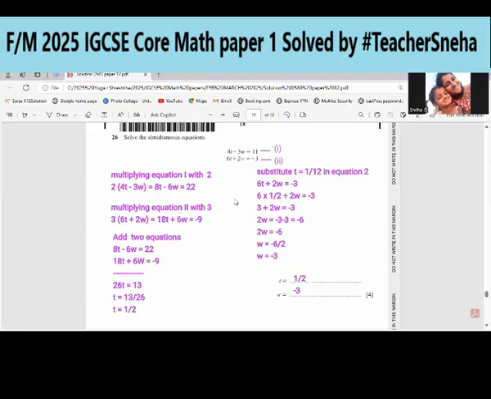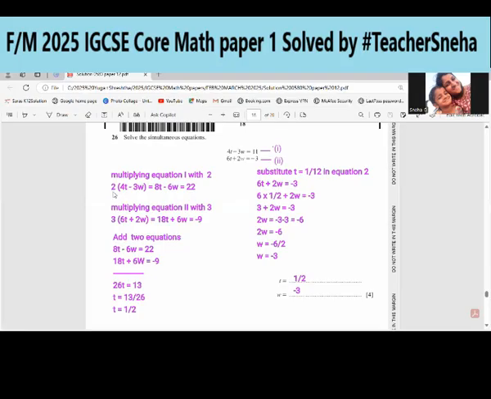to 11, which I have written as equation number 1, and 6t plus 2w is equal to minus 3. I have written that as equation number 2. Now, to eliminate one of the variables, what we first need to do is make one of the variables the same. How will I get that? For that, I have to multiply equation number 1 by 2.